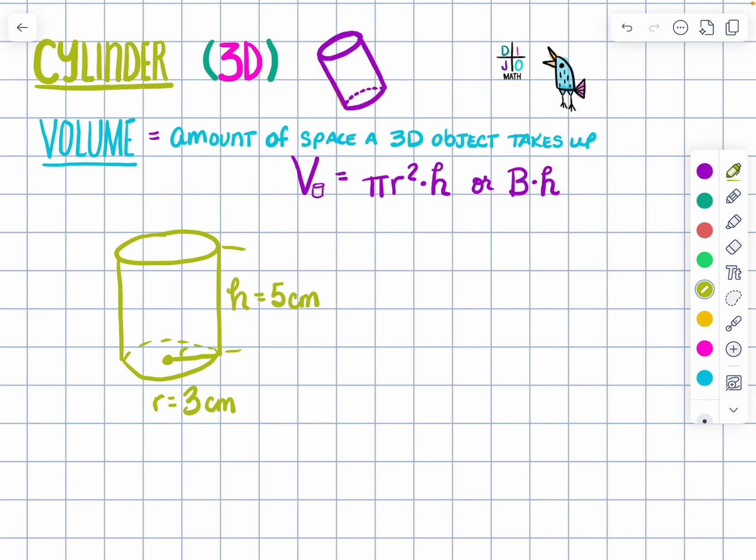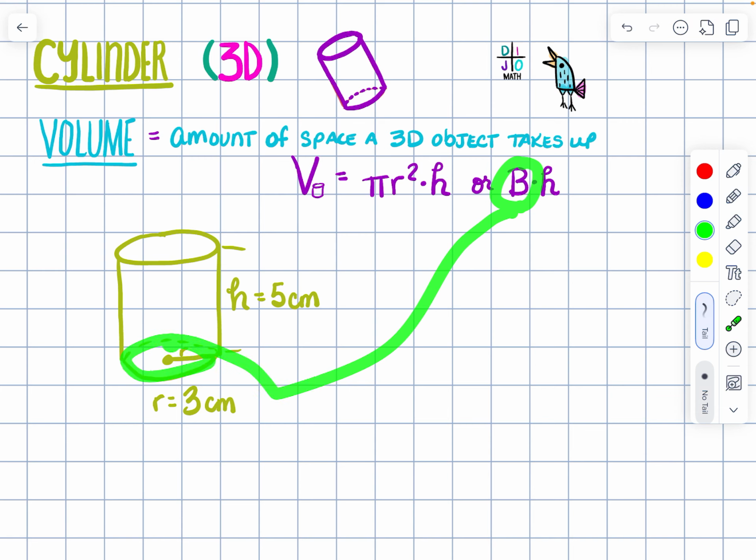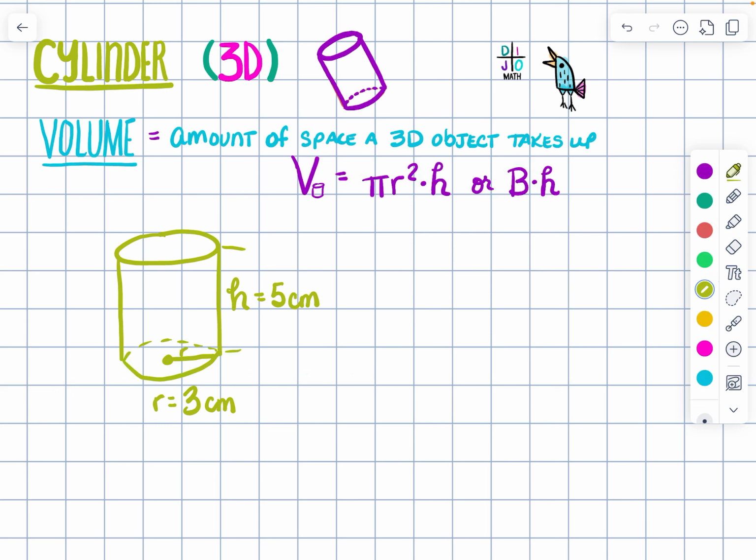And then the equation to find the volume is πr² times h, or you may see it like this, where you have capital B times h. And the capital B is just the area of the base. We know that the base is a circle, and the area of a circle is πr². So you can see these are the same.